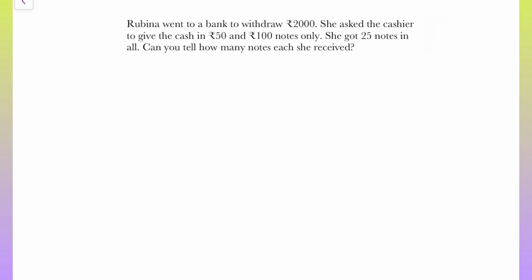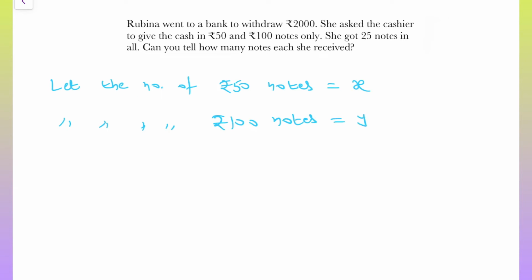Rubina went to a bank to withdraw 2000 rupees. She asked the cashier to give the cash in 50 rupees and 100 rupees notes only. So now whatever the amount she is going to get, it is only in two denominations. One is the 50 rupees note and the second one is the 100 rupees note. So let the number of 50 rupees notes, which is not given, be x, an alphabet I am taking. Then let the number of 100 rupees notes be y.